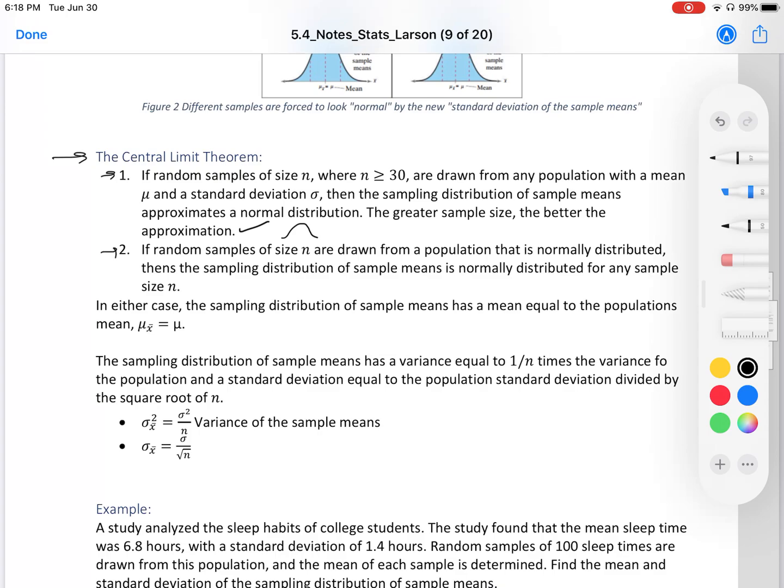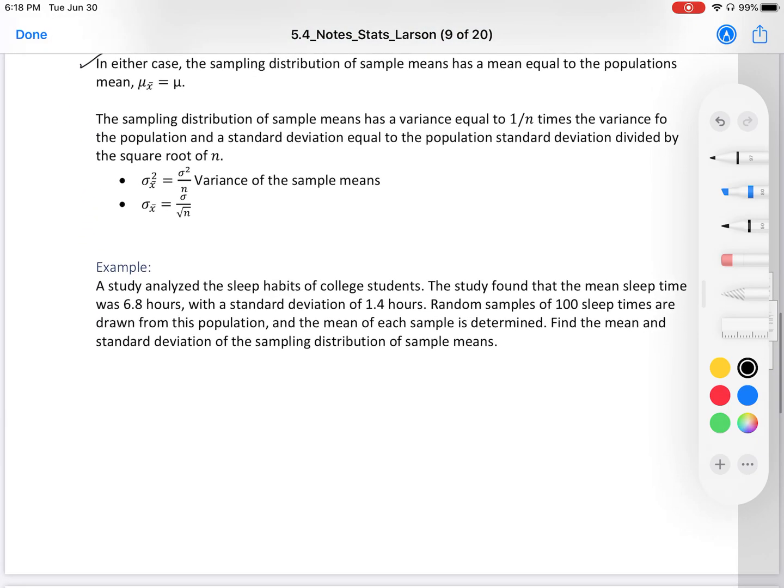2. If a random sample of size n is drawn from a population that is normally distributed, then the sampling distribution of sample means is normally distributed for any sample size n. In either case, the mean of the sampling distribution of sample means is equal to the population mean. So mu x bar is equal to mu. The sampling distribution of sample means has a variance equal to 1 over n times the variance of the population and a standard deviation equal to the population standard deviation divided by the square root of n. So it gives us the variance and the standard deviation.